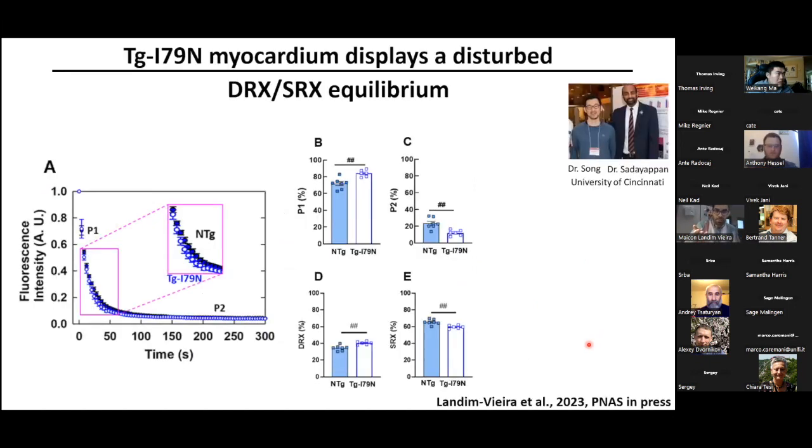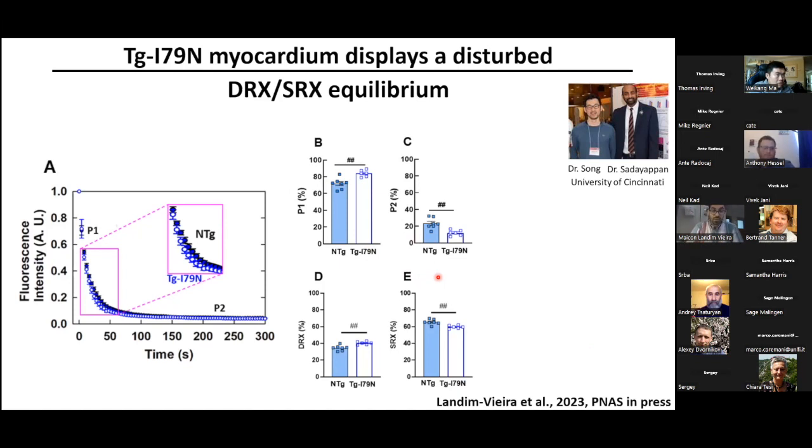So with the help of TGA and SACT, we are able to measure the DRX and SRX equilibrium. And we saw that compared to the control, the magnitude of the fast phase in the I7-9N increased significantly. So we're talking about 84% in the I7-9N and about 70% in the control. And the magnitude of the slow phase was lower in the mutant compared to our control.